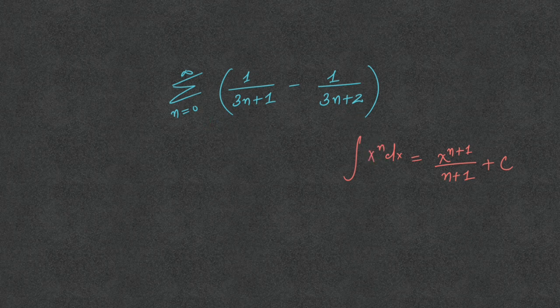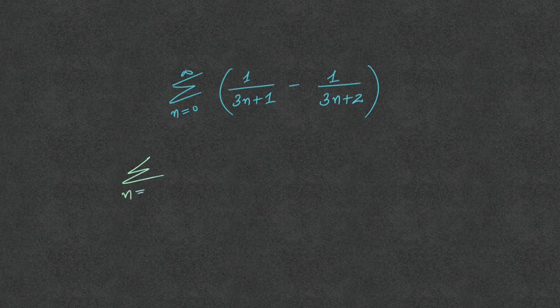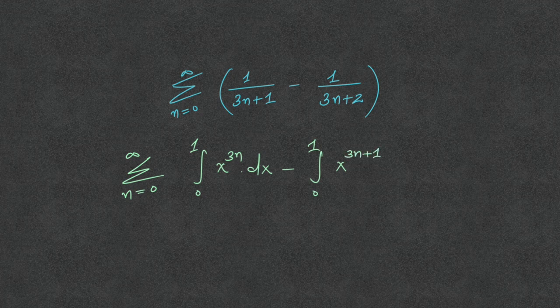So I'll rewrite the expression as summation n starts from 0 to infinity, integral 0 to 1 x to the power 3n dx minus integral 0 to 1 x to the power 3n plus 1 dx. On evaluating this integral and this integral, we get 1 upon 3n plus 1 and 1 upon 3n plus 2. So we just took the reverse step here and rewrote it like this.